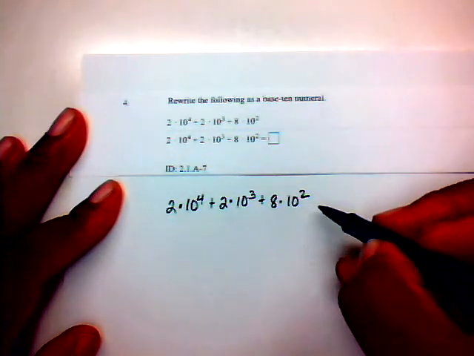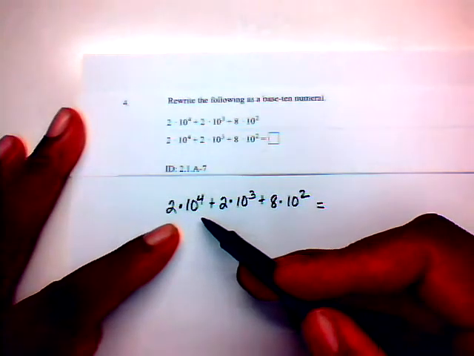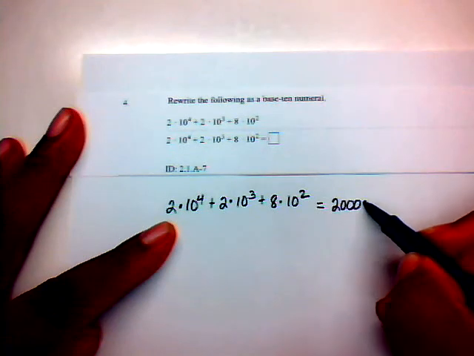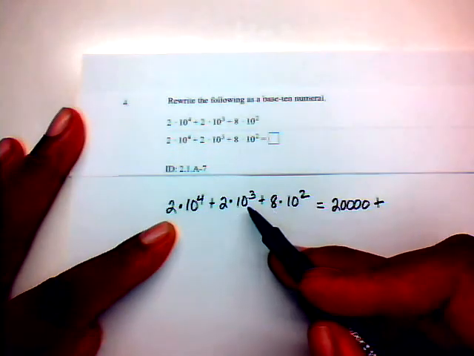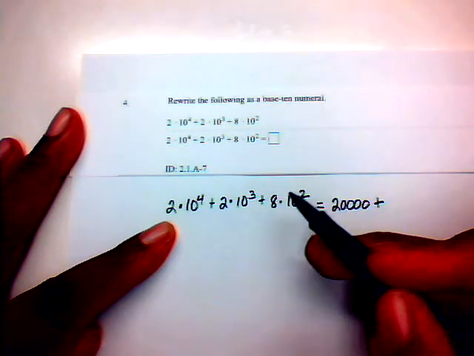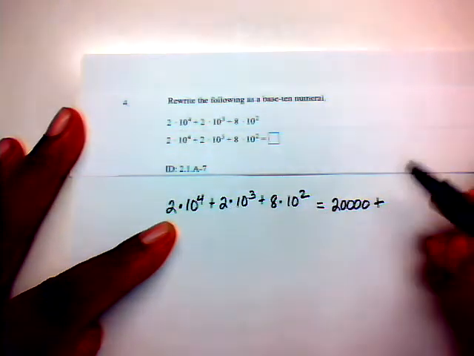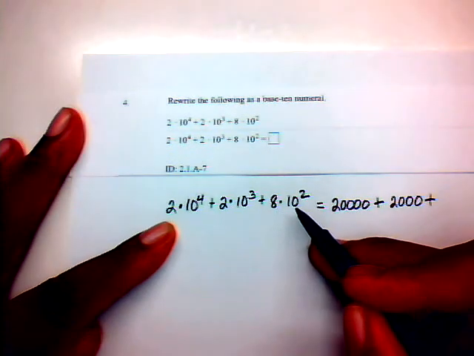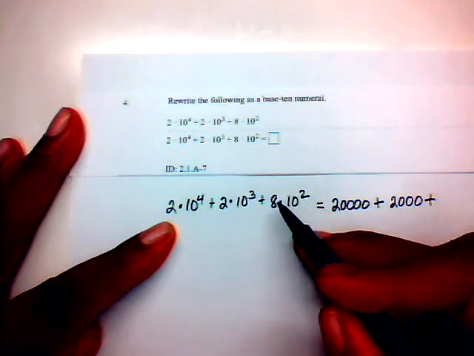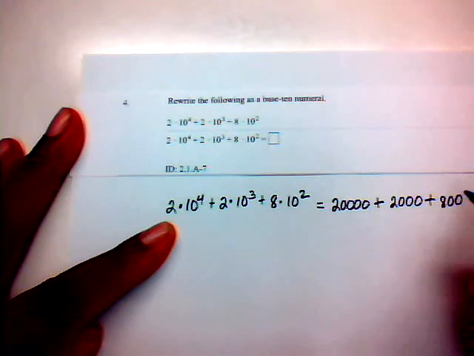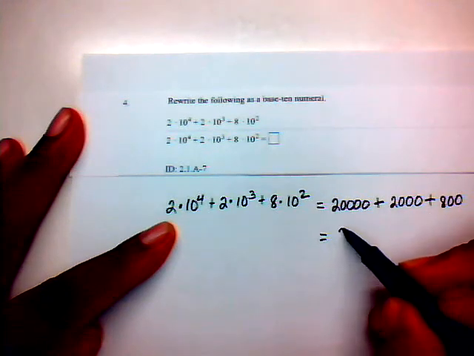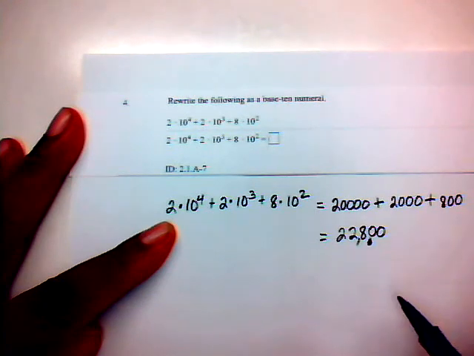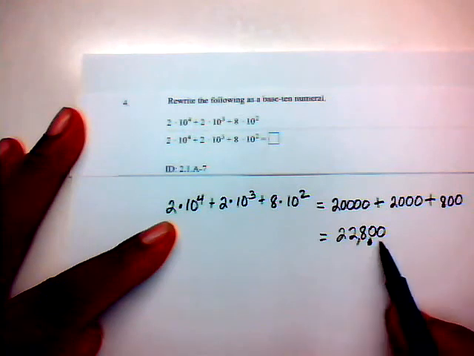Now, if we were to write this as a base 10 number, 10 to the fourth is 10,000. So 10,000 times that 2 is going to be 20,000. 10 to the third, that's 1,000, which is 10 times 10 times 10. Times the 2 in front of it will be 2,000. Plus 8 times 10 to the second, that's 100. 8 times 100 will be 800. So as a base 10 number, this will be 22,800.